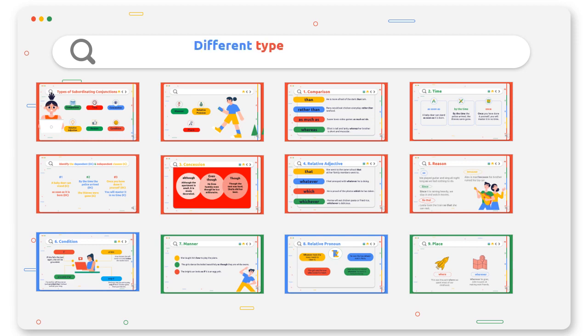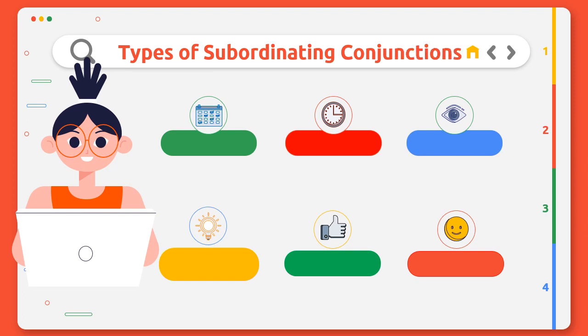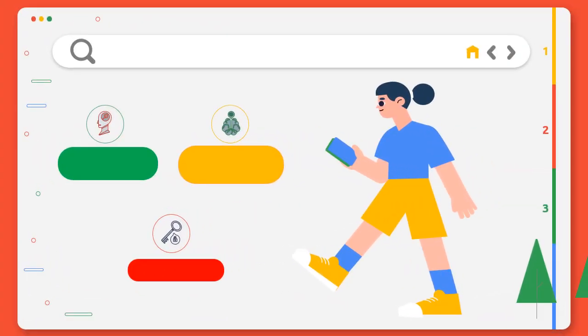Moving on, there are different types and different uses of subordinating conjunctions. Let us have a look at the most common subordinating conjunctions, which fall under 9 categories as follows. The different types of subordinating conjunctions include comparison, time, concession, relative adjective, reason, condition. It also includes manner, relative pronoun, and last but not least, place.